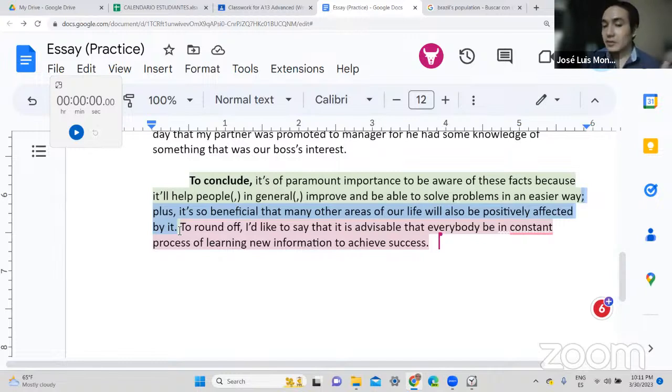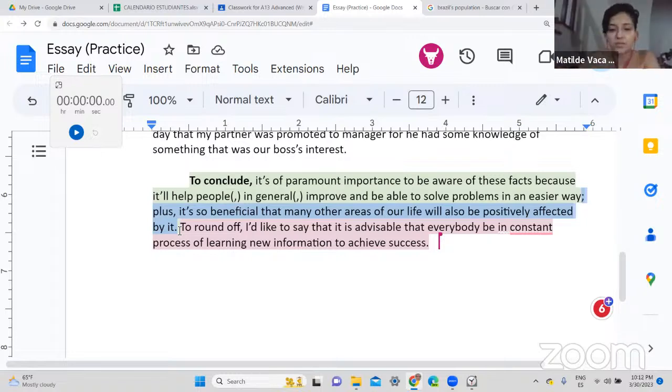Good. To round off, I like to say it's advisable for everybody to be in a constant process of learning new information to achieve success. All right, so that's the only thing. I saw plus was the only detail. Everything else is great. So again, I don't know if you have comments or questions, well, first for this part, Matilde, let me know, please.